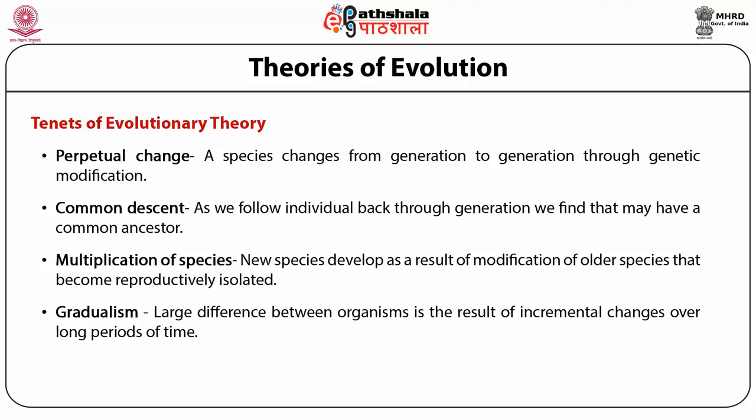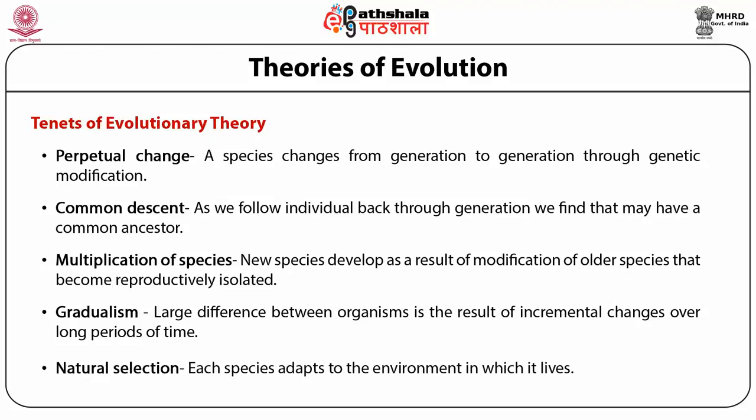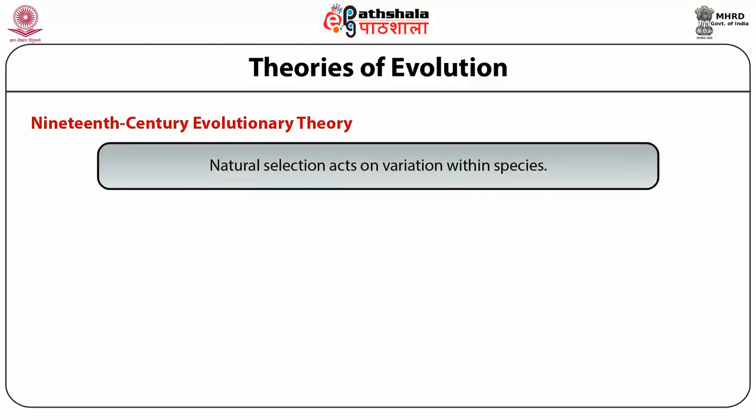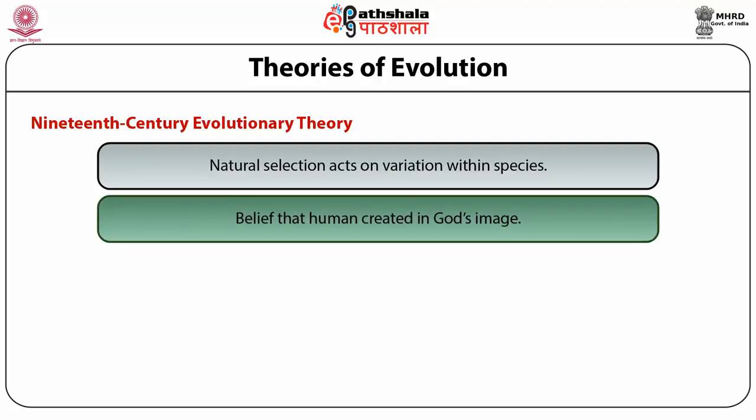And fifth, the basis of evolutionary theory is natural selection. As we know, each species adapts to the environment in which it lives. We can understand the theory of evolution in two parts. In the first part, let us see the theories which were popular during the 19th century. This was the theory of natural selection, which acts on variation within species, and the belief that humans were created in God's image, or that humans were created by God.